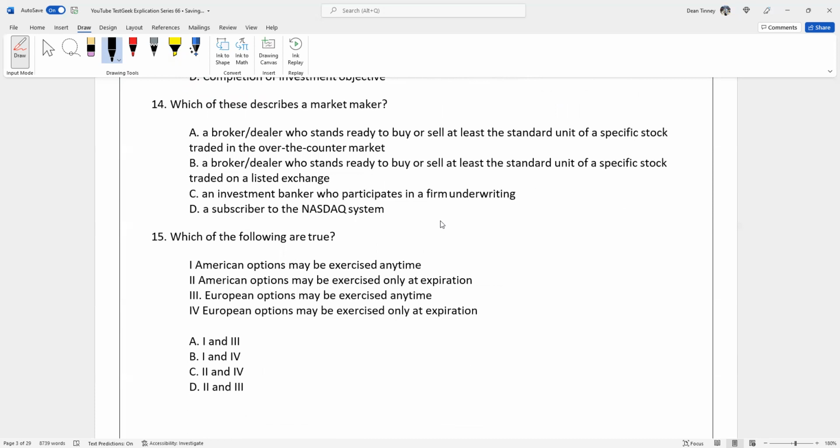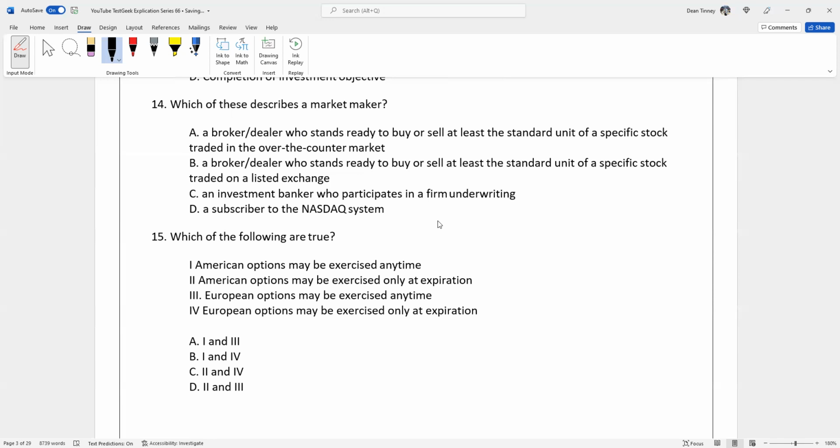Which of these describes a market maker? A broker-dealer who stands ready to buy or sell at least the standard unit of a specific stock traded over the counter. Yeah, that sounds pretty good. Now, I would like to read the rest of my answers. Make sure, we always say RTFQ, read the full question. But I also would amend that to say, read the full answer set.